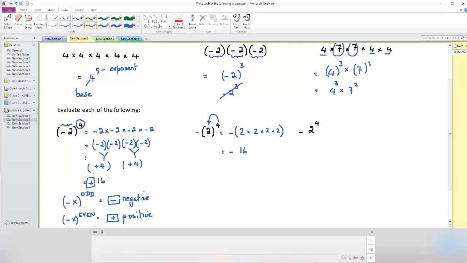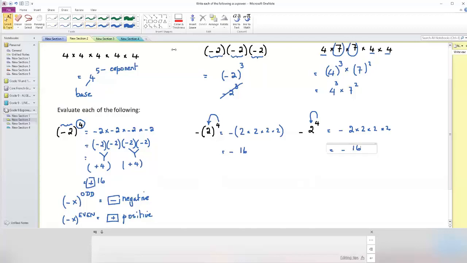Can you see the difference? This is positive 16. This is negative 16. What about this one? Again, the 4 here affects only the 2. However, in number 1, the 4 affected the whole thing, negative 2. But here, it's only the 2. So I leave the negative as it is, and I say 2 times 2 times 2 times 2, which is negative, again, 16.